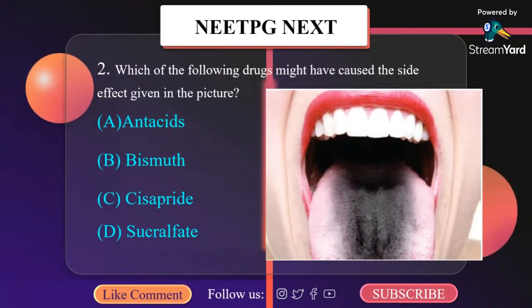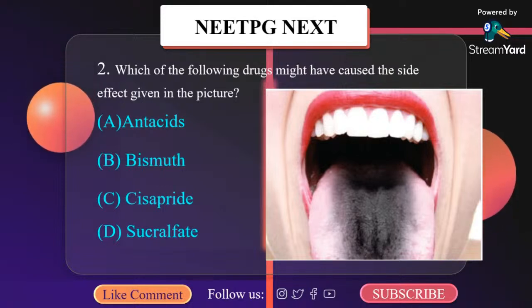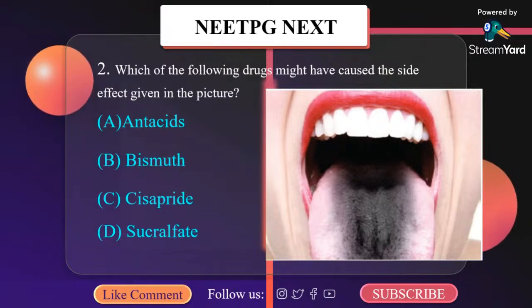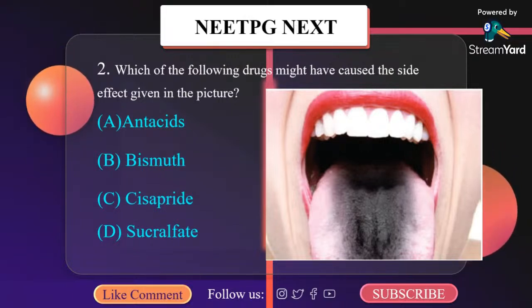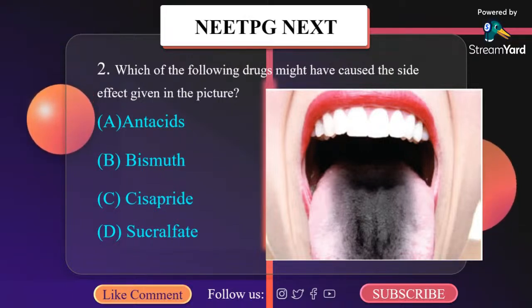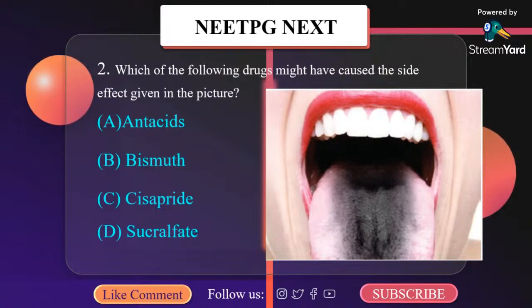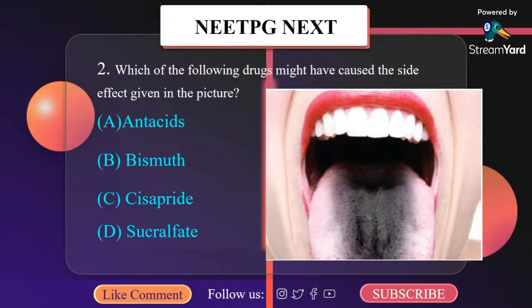Which of the following drugs might have caused the side effect given in the picture? A. Antacids, B. Bismuth, C. Cisapride, D. Sucralfate. Bismuth can cause black discoloration of stool and tongue. So the correct option here is bismuth.